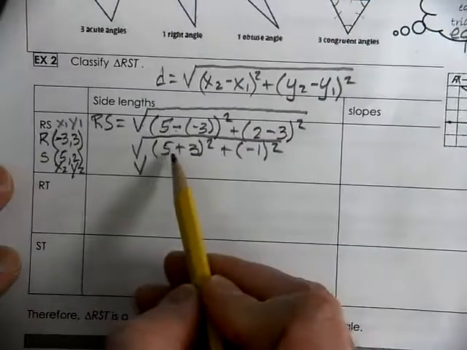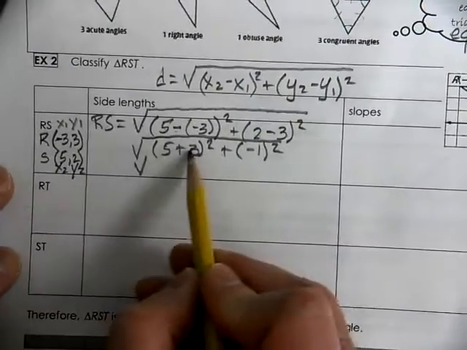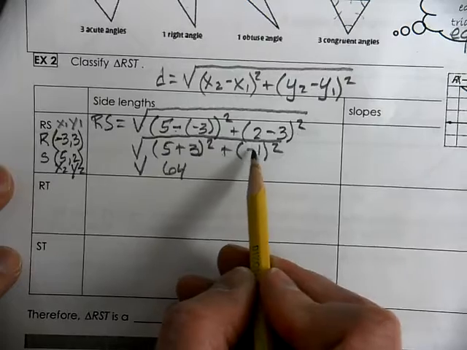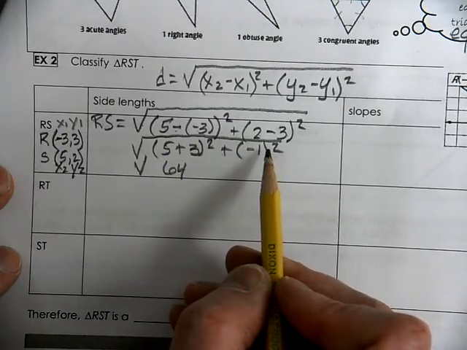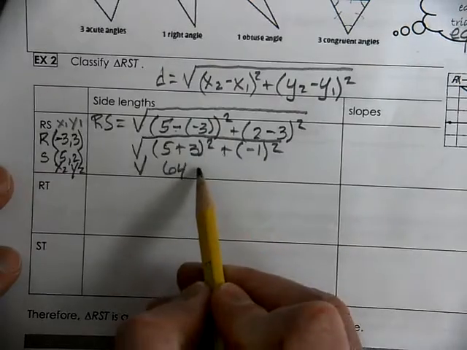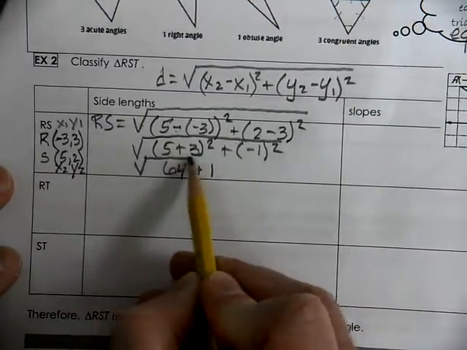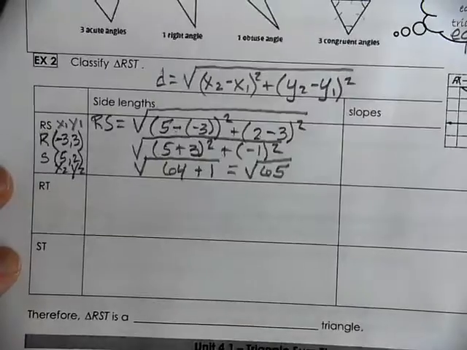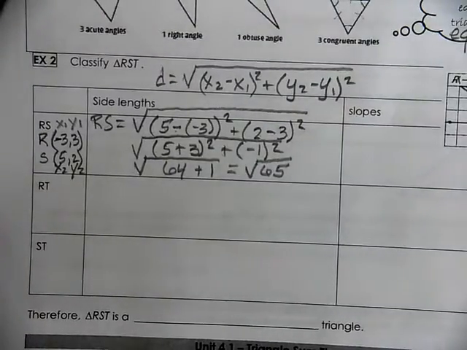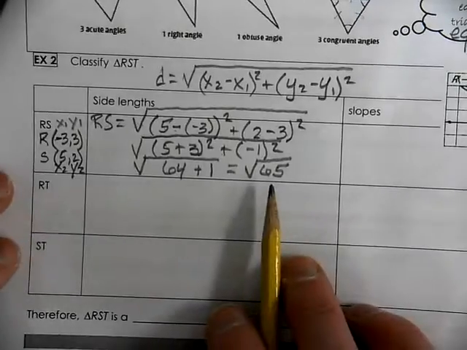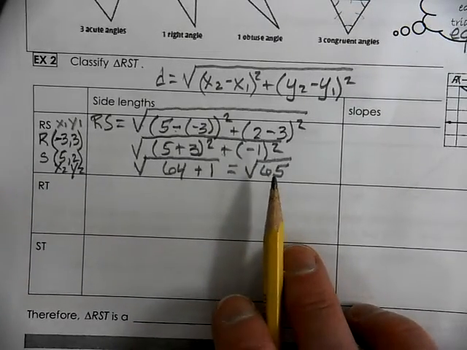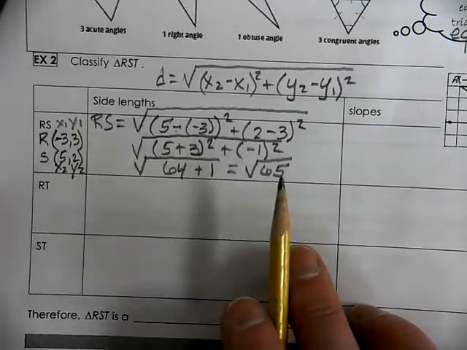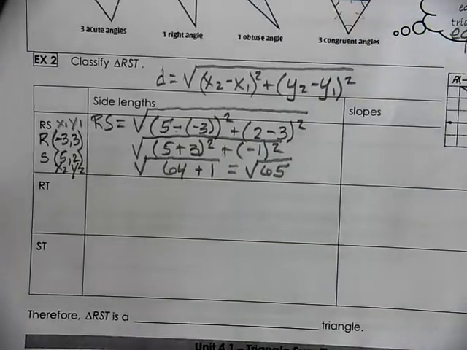So this is going to be 5 plus 3 squared, which is 8 squared, 64. And what do we get when we take negative 1 and square it? Negative 1 times negative 1 is a positive 1. So this side length is the square root of 65. We won't worry about a calculator. We don't need a decimal for it. That's as simplified as it gets. 65 is not made up of a 4 or a 9 or a 25 or even a 16. So that's the best that we can do.